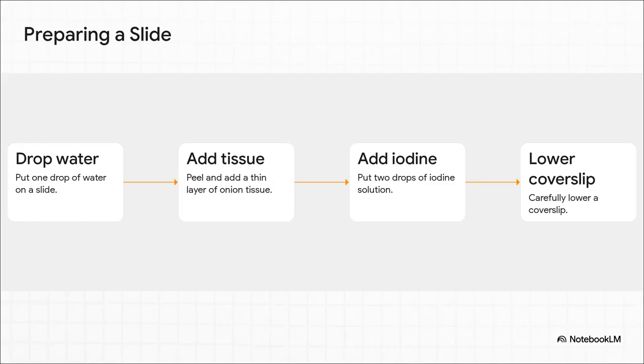If you wanted to step into a lab and see this for yourself, prepping a slide is actually incredibly simple. You start by putting a single drop of water on a microscope slide. Then you peel off a super thin layer of an onion cell. Because cells are mostly totally clear, you add a couple of drops of iodine solution. That iodine acts like a microscopic highlighter, making all those incredible invisible inner structures suddenly pop right out in color. Finally, you carefully lower a glass cover slip on top to protect it, and boom, you're ready to explore.